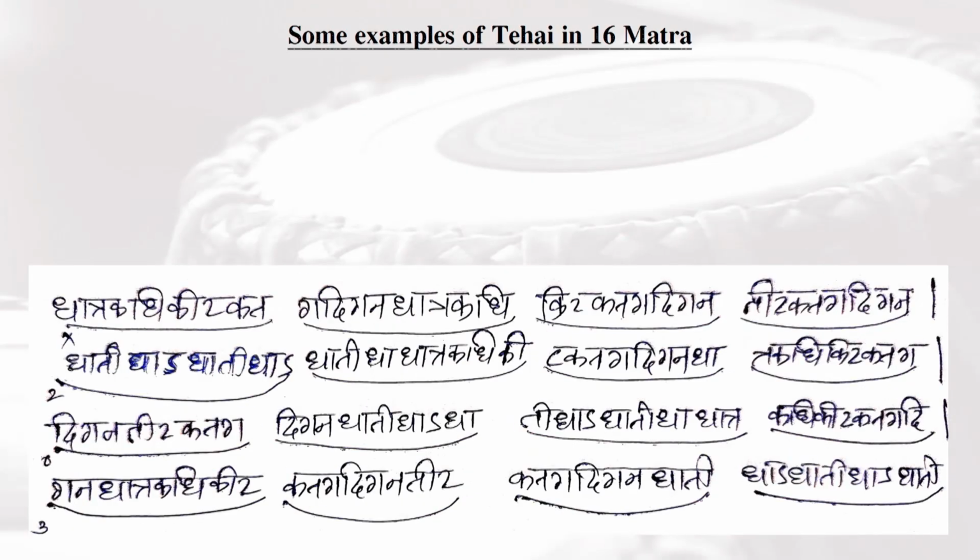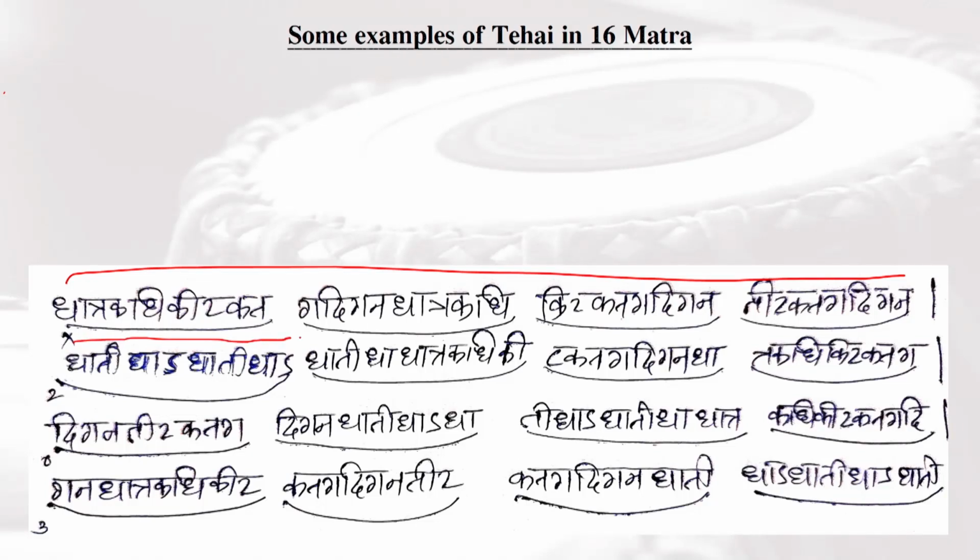Now we move to the last example in Teen Taal. So we have an example that is Dhataka dhikita kata gadi gana dhataka dhikita kata gadi gana tita kata gadi gana dhati dha dhati dha dhati dha. So this is, let's mark the palla here.